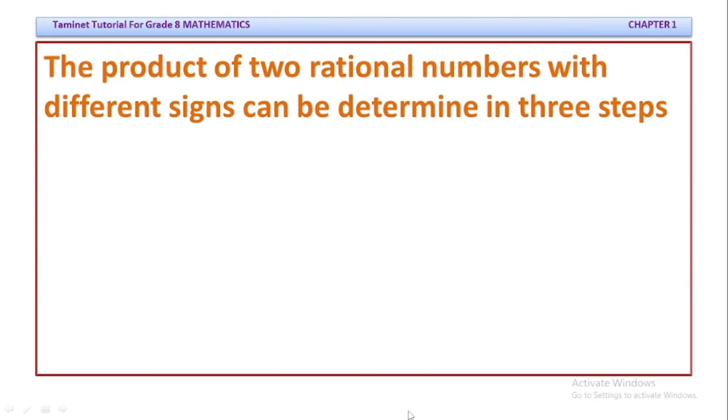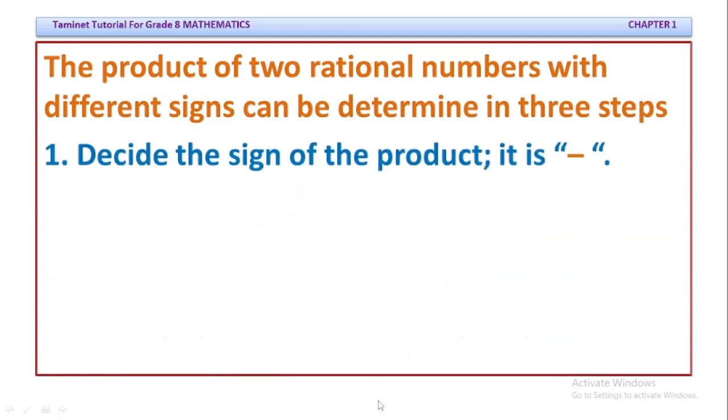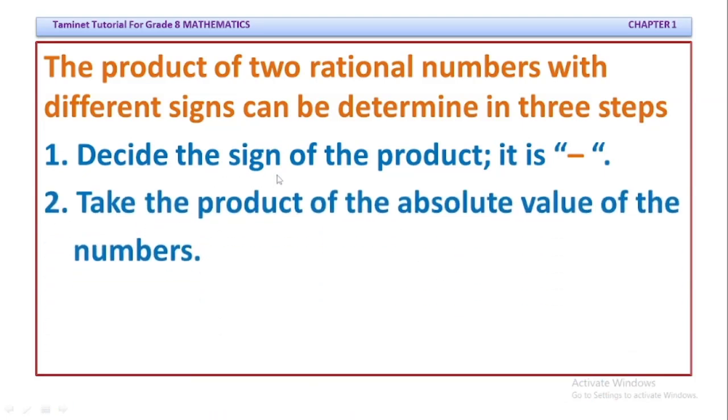The product of two rational numbers with different signs can be determined in 3 steps. That means if the two factors have different signs, if one is positive and the other one is negative, we can use the following steps. First, decide the sign of the product. It is always what?